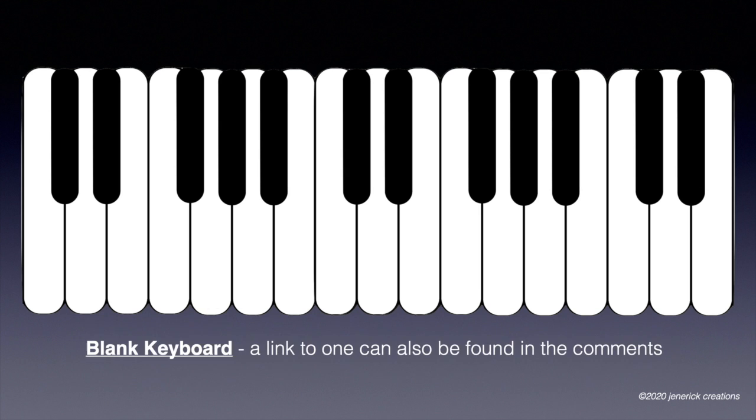Here's a blank keyboard. A link to one can also be found in the comments. The big takeaway from this is let's separate sharps and flats as a concept from black keys on the keyboard. Sharps and flats are half steps. And once we do that, we don't have to memorize exceptions. We now have a new way to conceive the keyboard. For many of you, you may already know this, but I find that the biggest source of confusion with enharmonics and double sharps and double flats is that people are conflating sharps and flats with black keys.